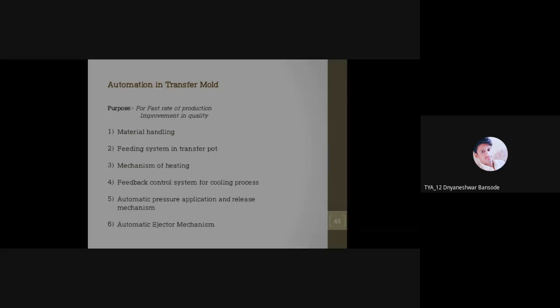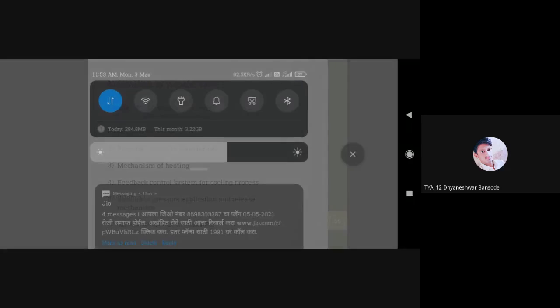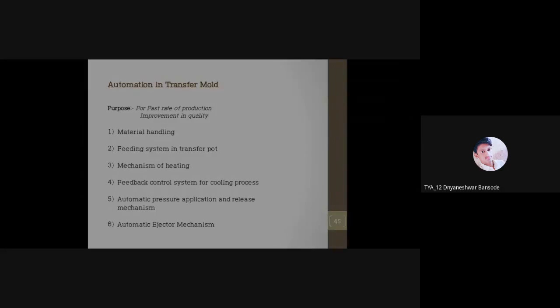Okay, so speed of the production, accuracy of the production, quality of the parts can be maintained properly by using this automation. Okay, I have given the purpose also, at the top, for fast rate of production and improvement in the quality. Okay, so these are the basic two reasons why automation is required or automation is possible in case of transfer molding. Right, so I think time is up. Right, okay, so these are some of the points regarding the transfer molding.